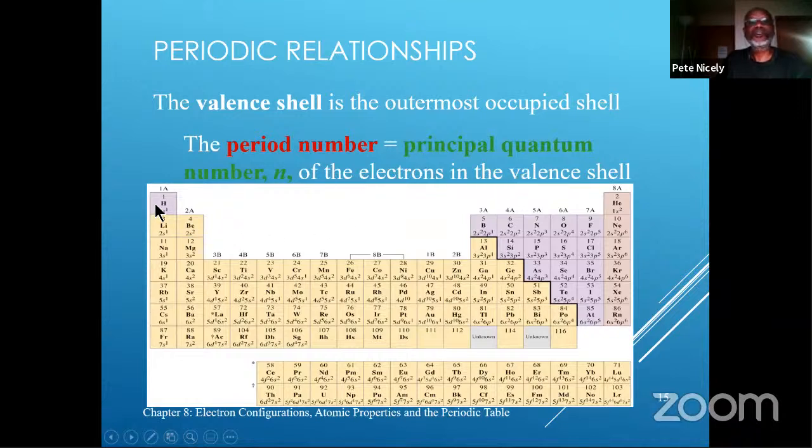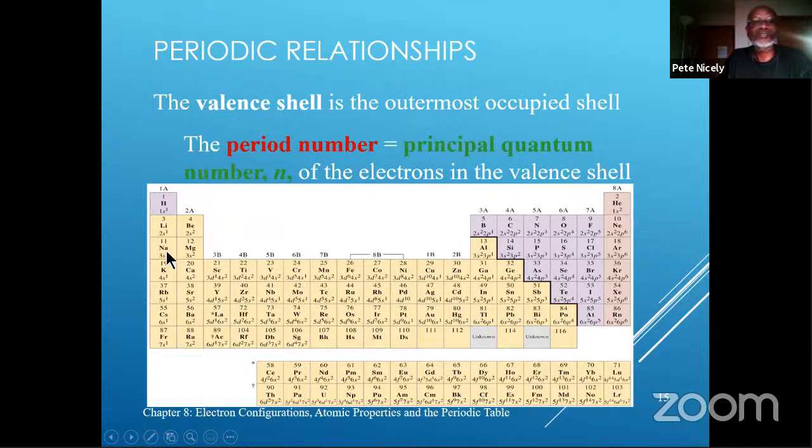So the periods, of course, go left to right. So period 1 starts with hydrogen, ends with helium, and then we have period 2, period 3, 4, 5, and so on. And what you'll notice is that in each case, let's take, for example, period 3. The 3rd shell will be the valence shell for those atoms in period 3, right? So as we said before, the period number is basically the principal quantum number of the valence shell.